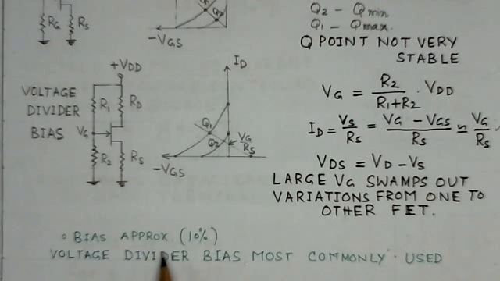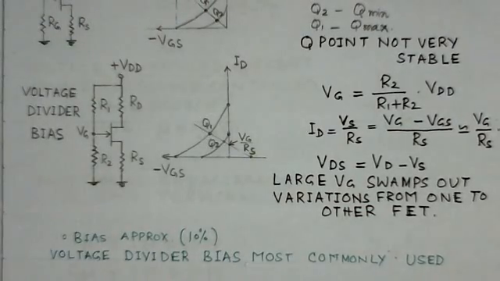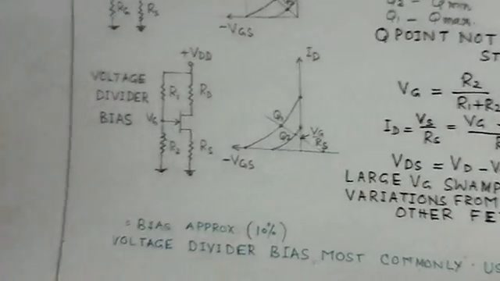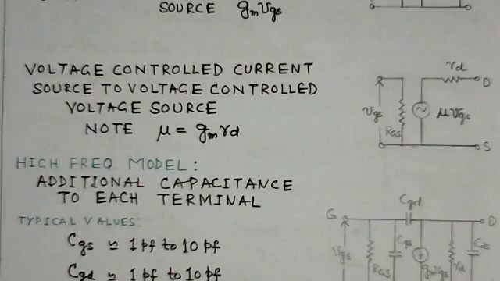Bias approximations for these circuits are about 10%. That means these values are correct to within 10%, and the most common bias arrangement is the voltage divider bias, as in the case of BJTs.